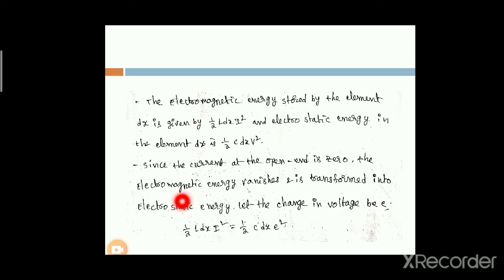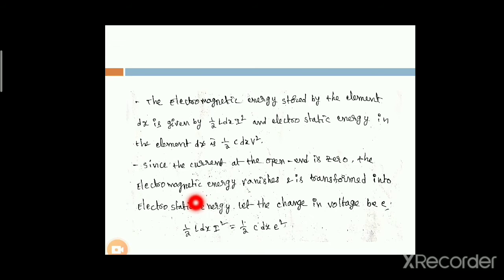Therefore half L dx I square is equal to half C dx E square, where E square is the V square. So half L I square dx is equal to half C V square into dx, where C is the capacitance, E is the voltage across the small length dx, L is the inductance and I is the current flowing through the small length dx.